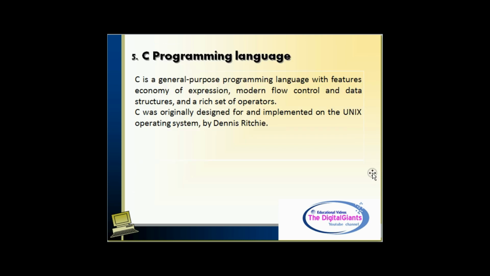C programming language, this is what we are going to base today's lesson on. C is a general-purpose programming language with features of economy of expression, modern flow control and data structures, and a rich set of operators. C was originally designed for and implemented on the Unix operating system by Dennis Ritchie. What is C? C is a computer programming language used to create a list of instructions to be followed by a computer. C is one of the 1,000 programming languages currently in use.